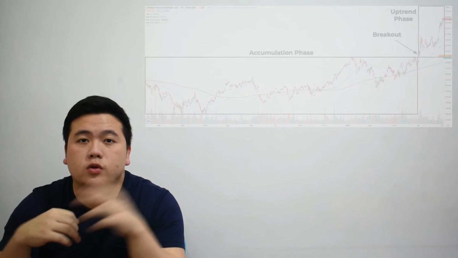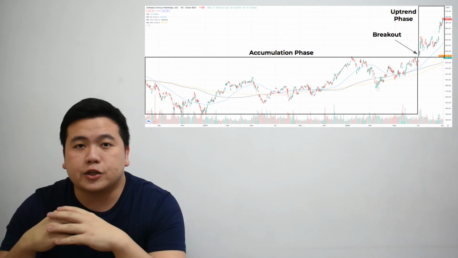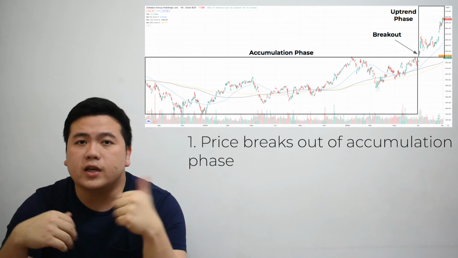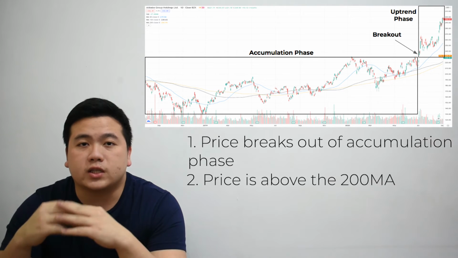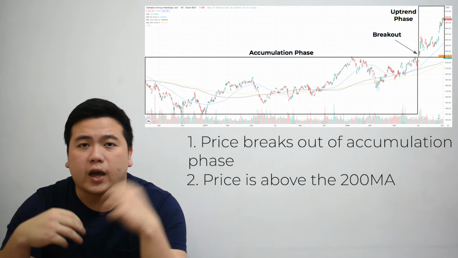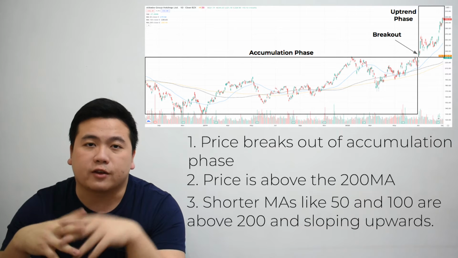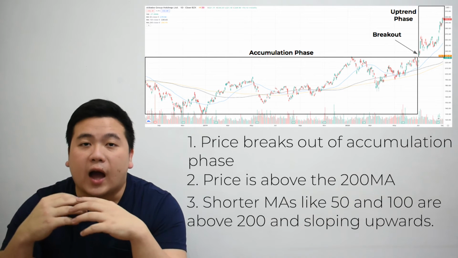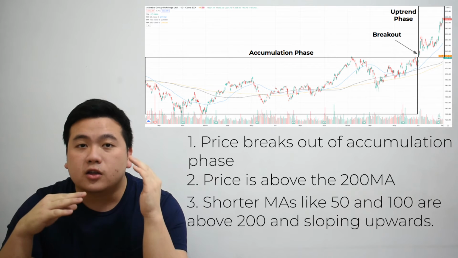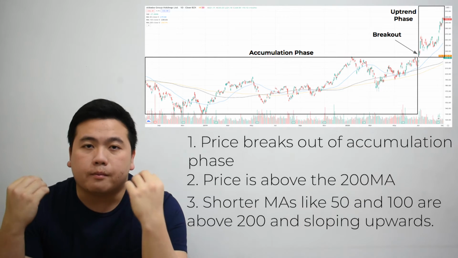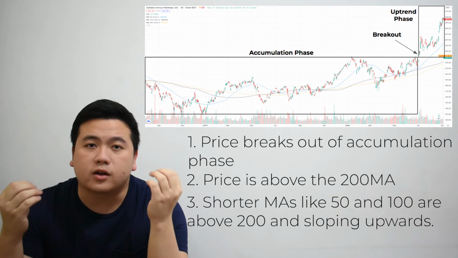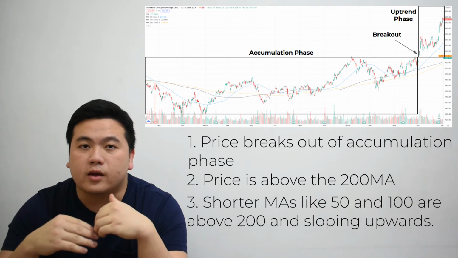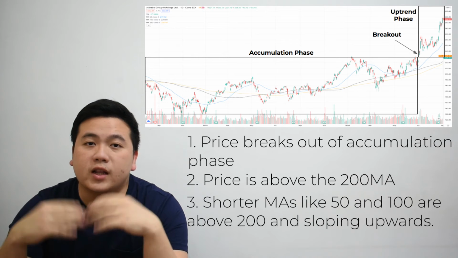Next we have stage 2, the uptrend phase. So how do we identify stage 2? The following characteristics are: firstly, you need to see the price breakout from the stage 1 accumulation phase. Number 2 is that you want to see the stock price above the 200 moving average. And number 3 is that you want to see the shorter term moving averages like the 50 moving average and the 100 moving average above the 200 moving average and sloping upwards. For market opportunities within the stage 2 uptrend, you can look to enter when the stock price makes a slight pullback to an area of value near a support level in the uptrend, and you can add shares there and ride the uptrend.